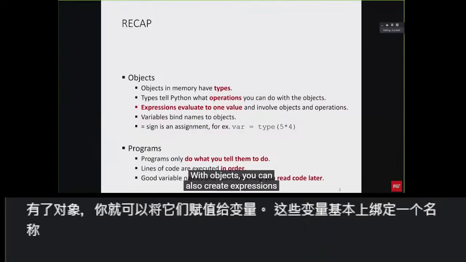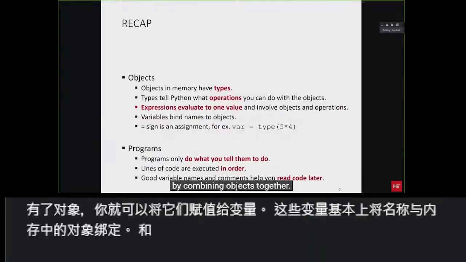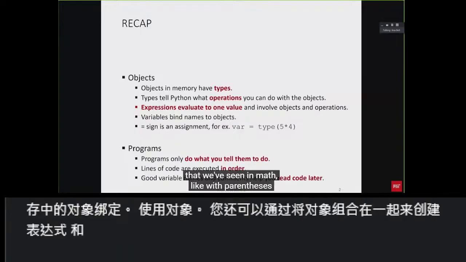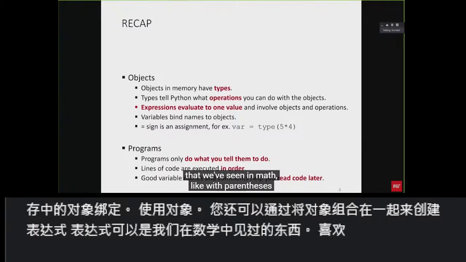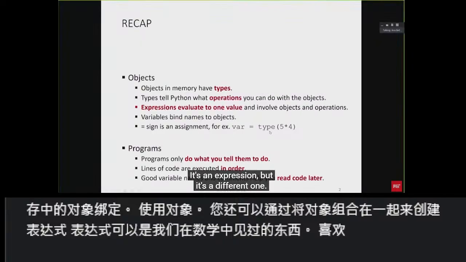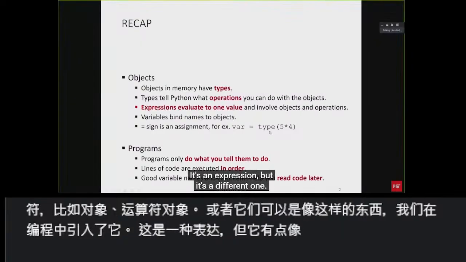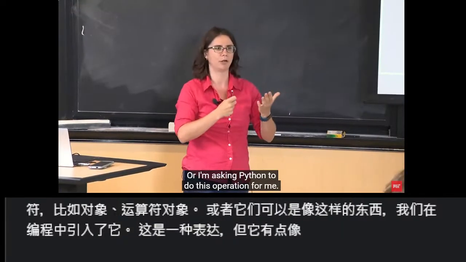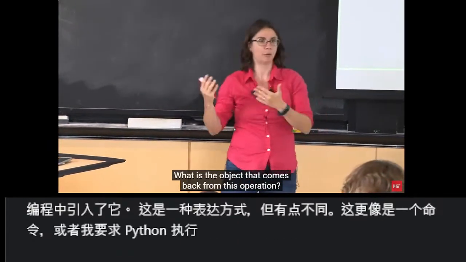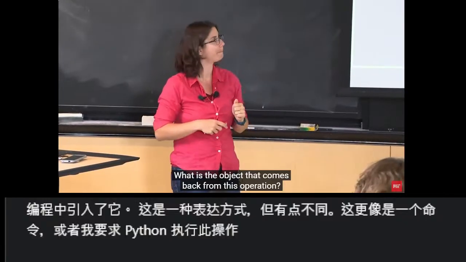With objects, you can also create expressions by combining objects together, and the expressions can either be things that we've seen in math, like with parentheses and operators, like object, operator, object, or they can be things like this, which was kind of introduced in programming. It's an expression, but it's kind of a different one. It's more like a command, where I'm asking Python to do this operation for me. What is the object that comes back from this operation?